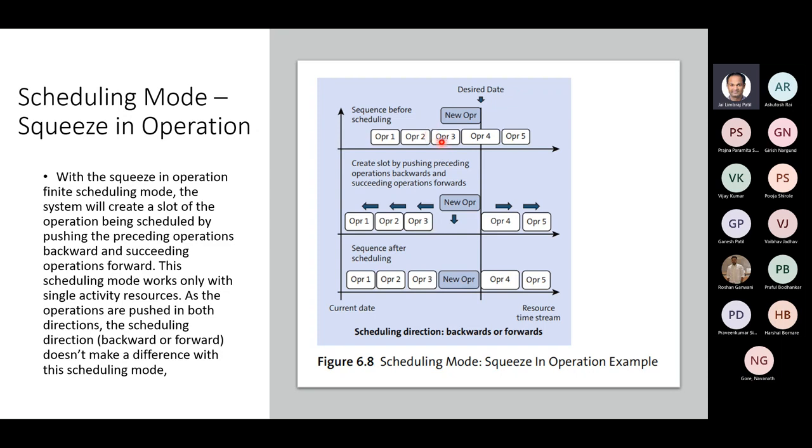So for the first 3, it is moving them to the left. For the next 2, 4 and 5, it is moving them to the right, but it is not moving itself. Between insert and squeeze, what is the difference here?